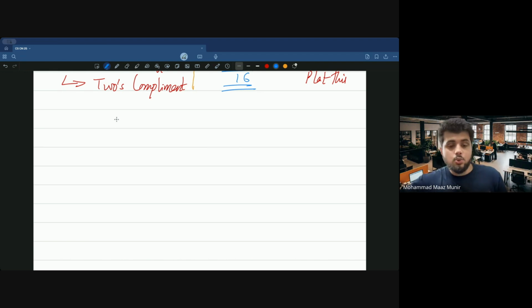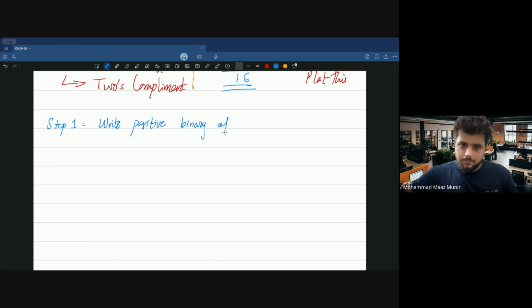So there is one other method to doing this question too. And that is something which most people find easier. Now, what will I be doing in that case? Step number 1: write the positive binary of that number.